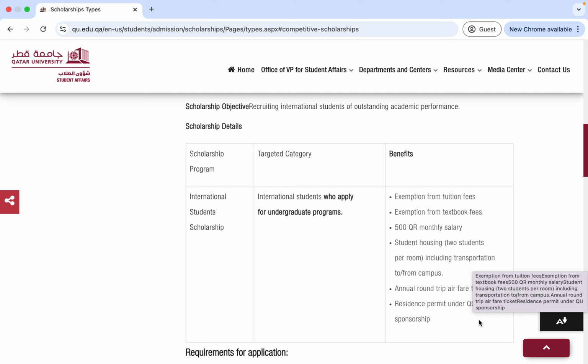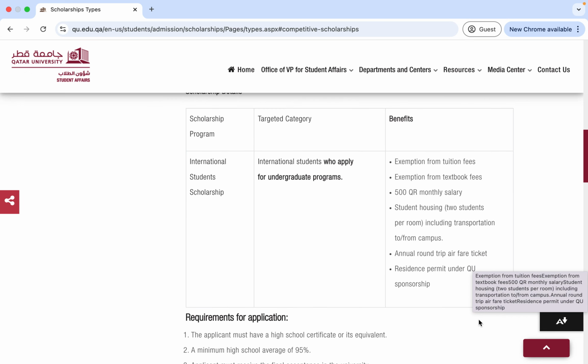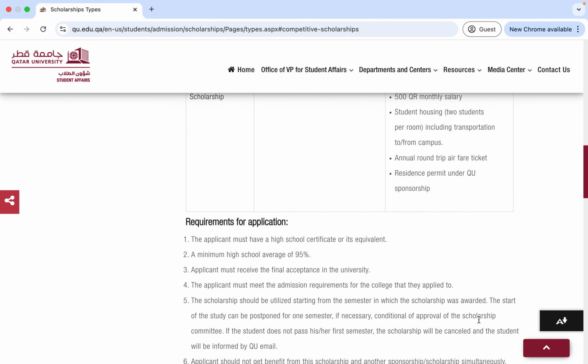So this is the whole package, and this is really very, very good, because you will be studying for free, so to say. You are not buying books, you have free housing, you also get a stipend, and you also get flight tickets once every year to your country and back to the university. So this is really very good. If you are interested, please check out this page and see what is required of you.